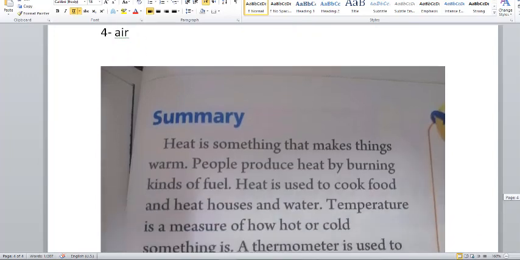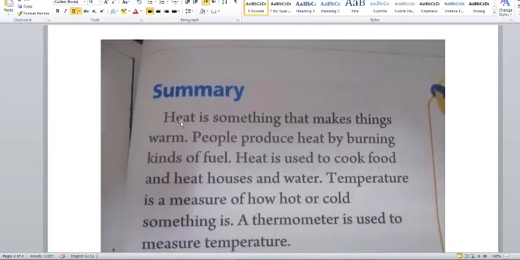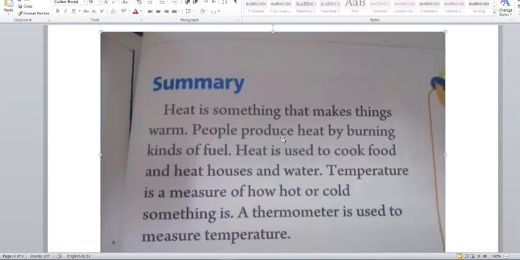Okay, let's go to the summary. Heat is something that makes things warm. People produce heat by burning kinds of fuel. Heat is used to cook food and heat houses and water. Temperature is a measure of how hot or cold something is. A thermometer is used to measure temperature.